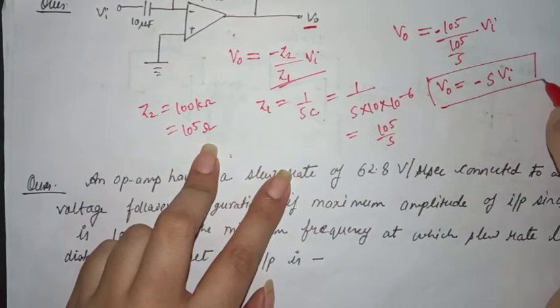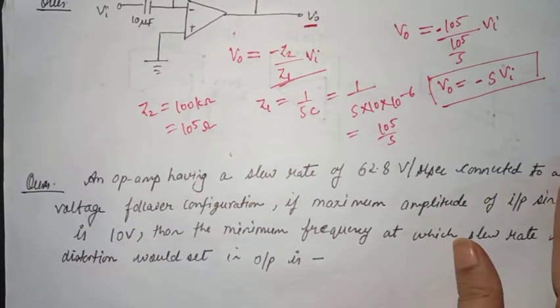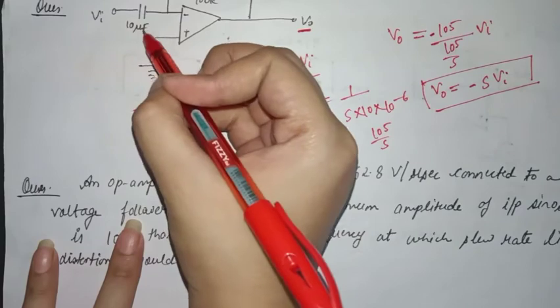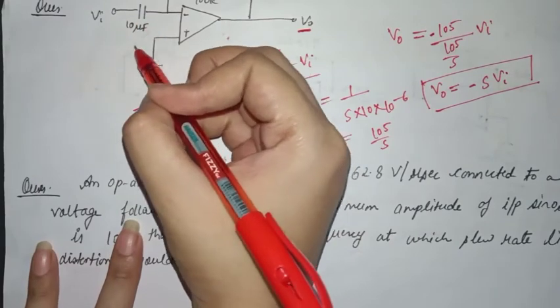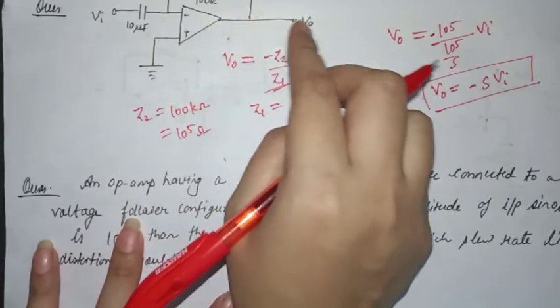So this will be the output voltage across this. Also we can see that here a capacitance is connected in series with the input voltage. So this circuit will act as a differentiator.